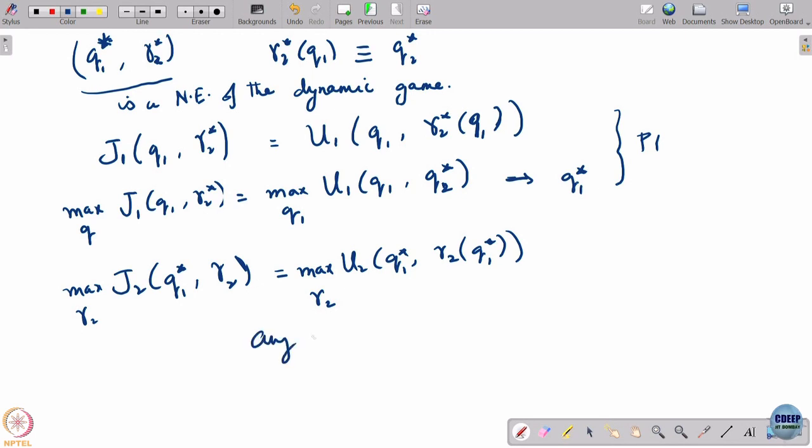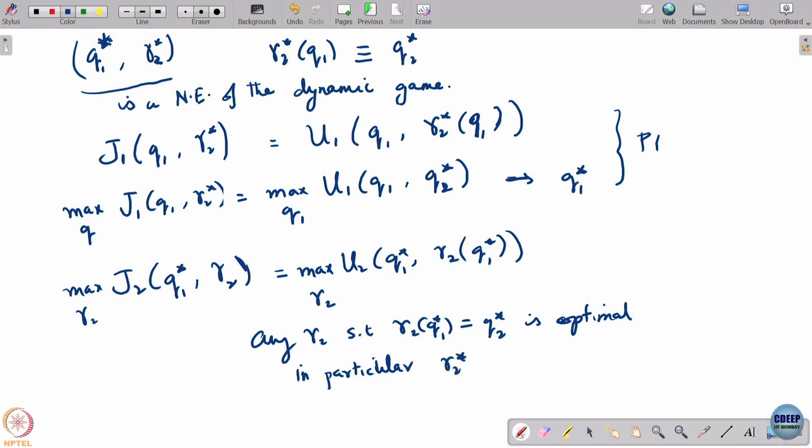So any gamma 2 such that gamma 2 of Q1 star is equal to Q2 star is optimal, is the best response, right. In particular you can take the constant strategy, which regardless of what the value of Q1 is, always takes value Q2 star, and that is also a best response. So, in particular gamma 2 star, which is identically equal to Q2 star, is also optimal. So, in short, for player 1 and player 2, we have concluded that this here is also a Nash equilibrium.